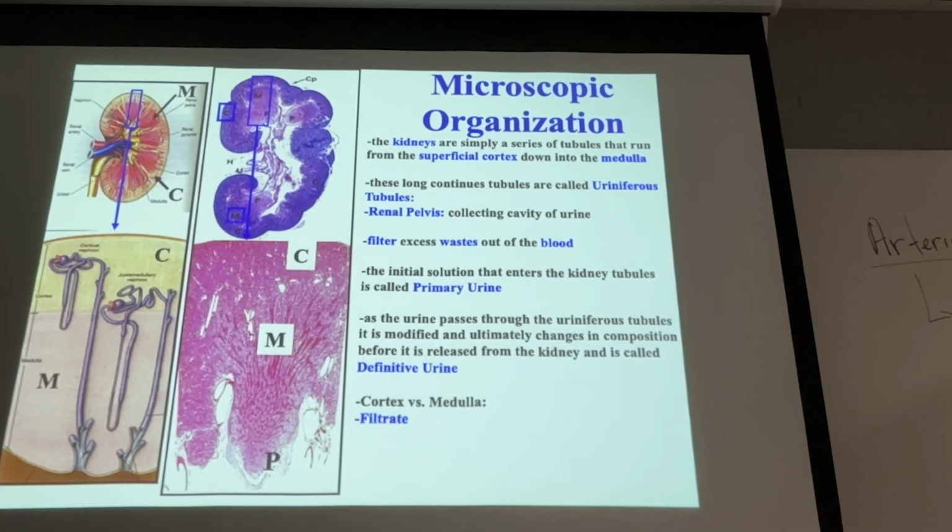We'll talk about how we're going to modify it. That's the physiology, so that what you end up with at the end, that drains into the papilla, from the papilla into a calyx, looks nothing like what you started with. This fluid that passes through nephrons and collecting ducts is called filtrate. All right, it's called filtrate.